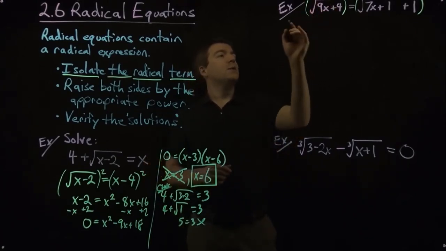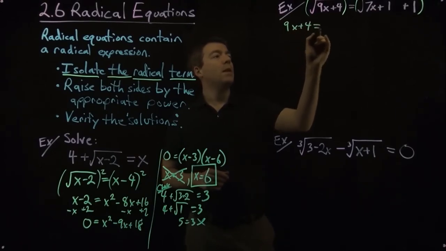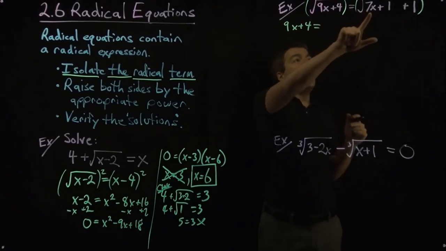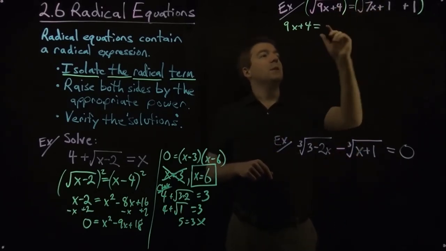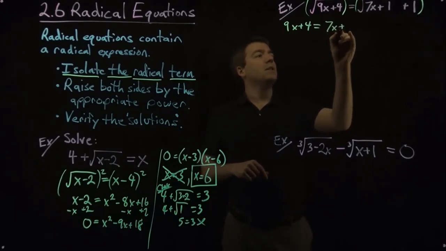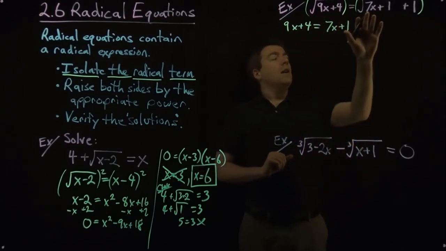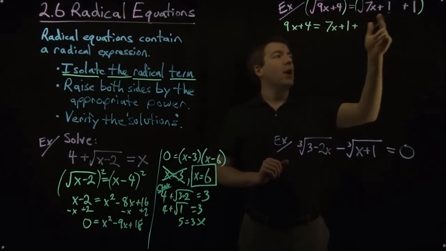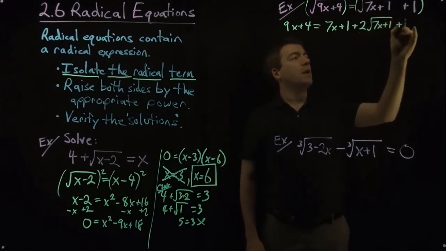Okay, square root and a square cancel each other out, so we have 9x plus 4. And then the right-hand side will multiply out. So we have this times this, so square root of 7x plus 1 times square root of 7x plus 1, that's just 7x plus 1. Okay, group together. And then we'll have 2 times the product of these two, so 2 times the square root of 7x plus 1, and then plus 1 squared.